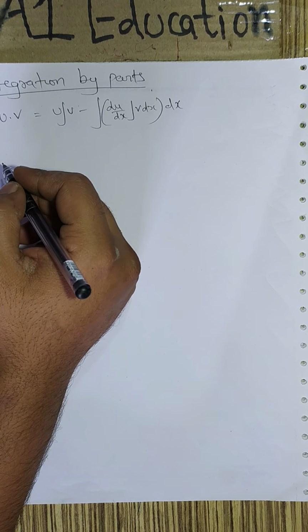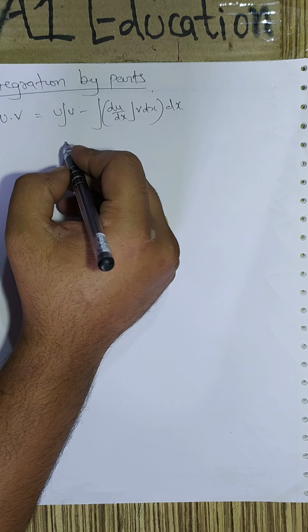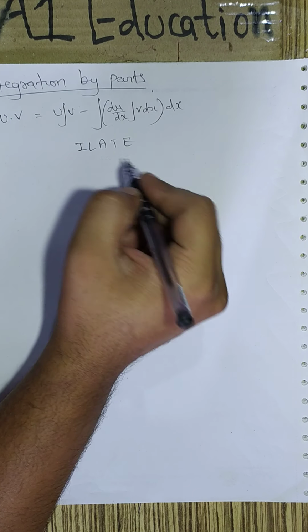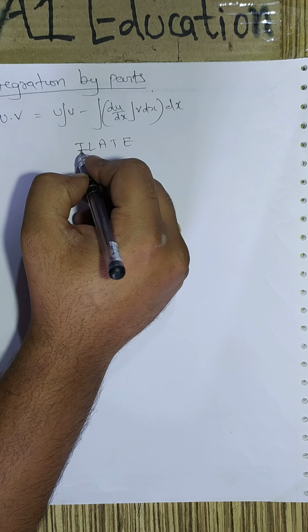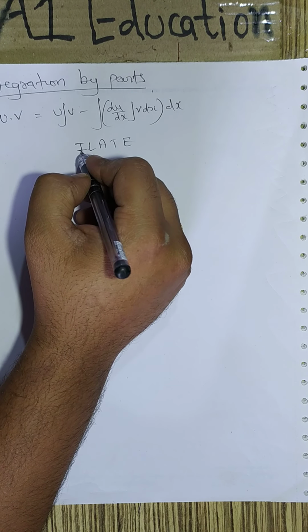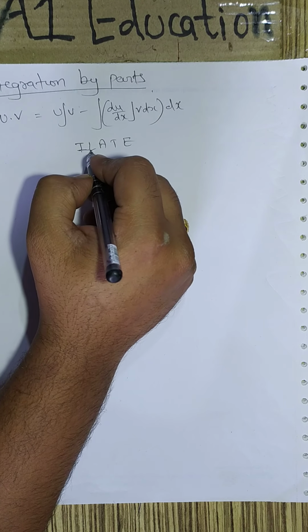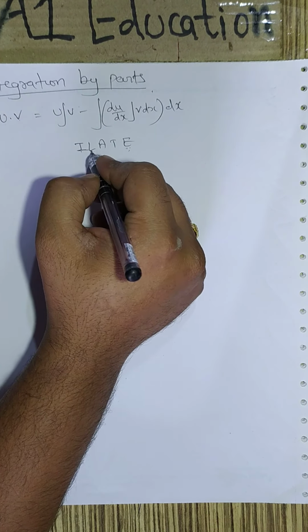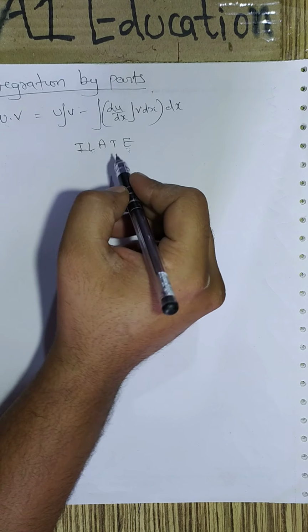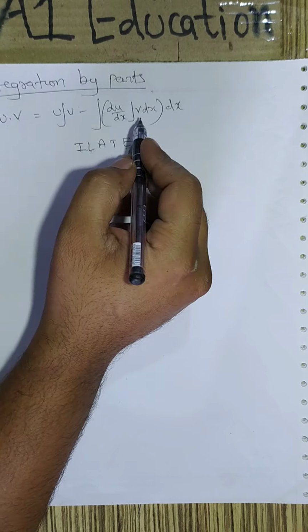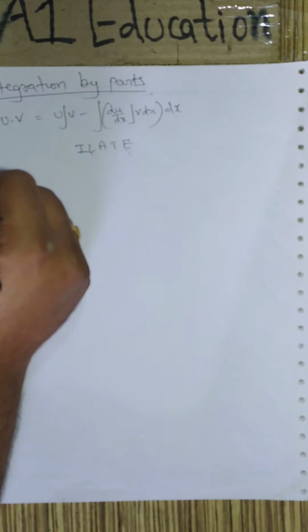Selection of the u and v takes place as per the ILATE rule. If an inverse trigonometric function is found, then it is given a chance to become u. If logarithmic and exponential functions are present in the form of u and v, then the logarithmic becomes u. So in order to apply this rule, we will see some of the sums.